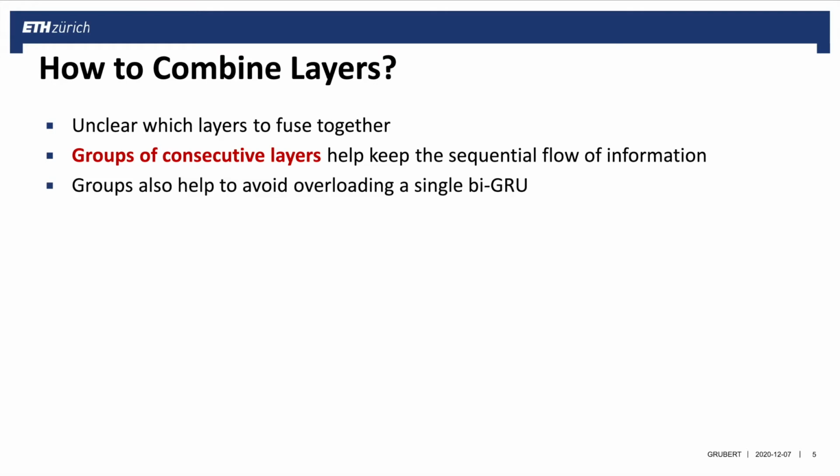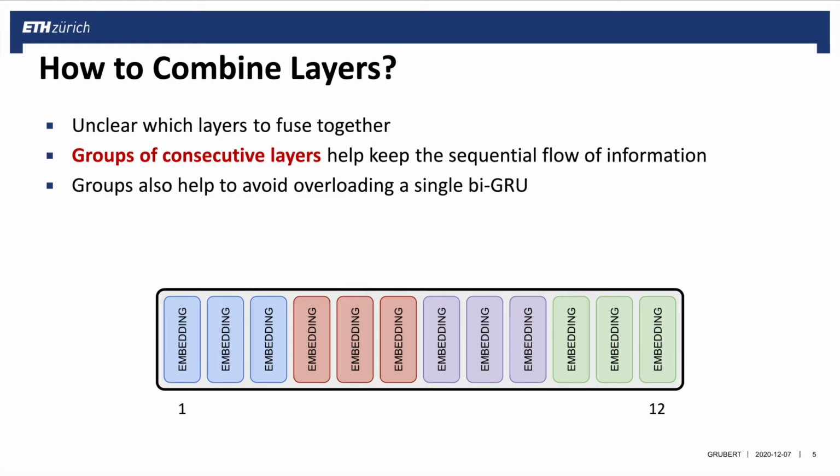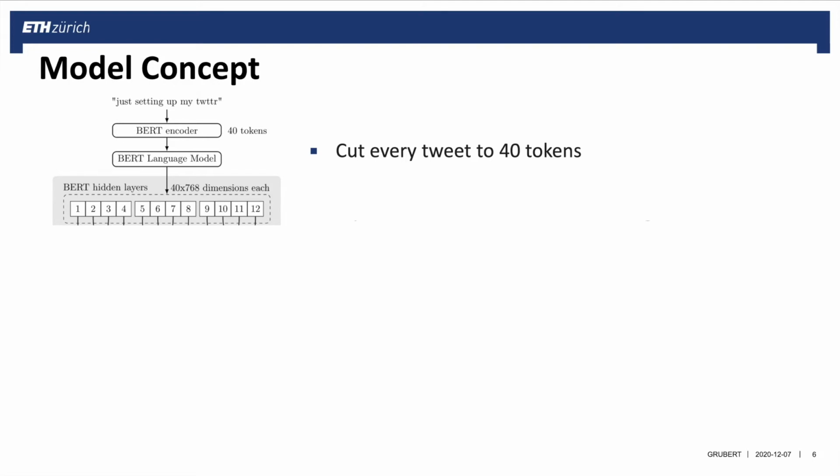Another reason why we use groups instead of having a single BiGRU where we input all of the 12 layers is to avoid overloading the capacity of a single BiGRU. So by having, as in this example, 4 groups of 3, we have 4 BiGRUs and each one is handling 3 layers of BERT. And of course we can experiment with the group sizes. So this one has 4 groups of 3, but you can also have, for example, 3 groups of 4 or 2 groups of 6. So with this basic framework established, let's see what our model looks like.